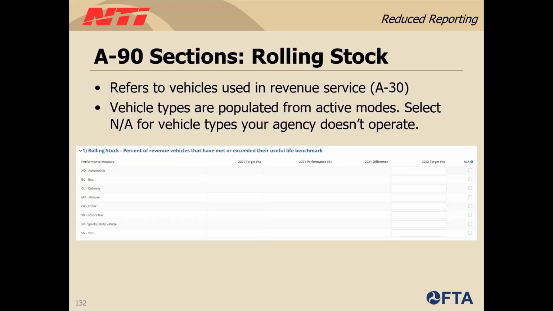In the first section of the A90 form, you will report the target percentage of revenue vehicles that will have met or exceeded their useful life benchmark by 2022. The list of vehicle types will populate based on your active modes. If any vehicle type does not apply to your agency, you can check the NA checkbox in the right-hand column, and that row will become grayed out.